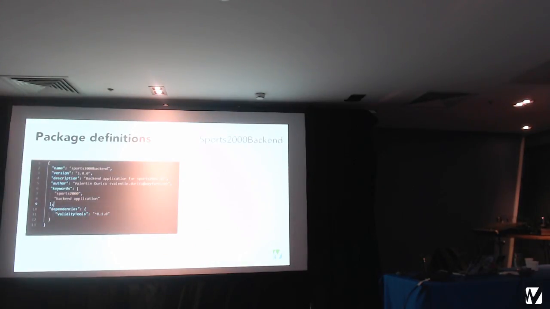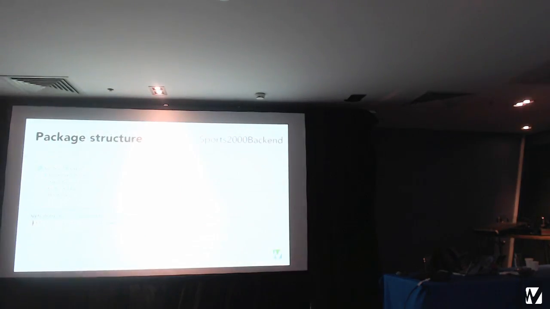For the backend, again, the name, the version, description, author, and keywords, and the dependencies. Because we said that the Sports 2000 backend will depend on the validity tool, we had to specify it here. This is how it looks as of now. We have the application.json file, the customer b.p, and tt customer, and the code in the customer b.p, just to fetch some data. Currently, it doesn't use the validation tools.